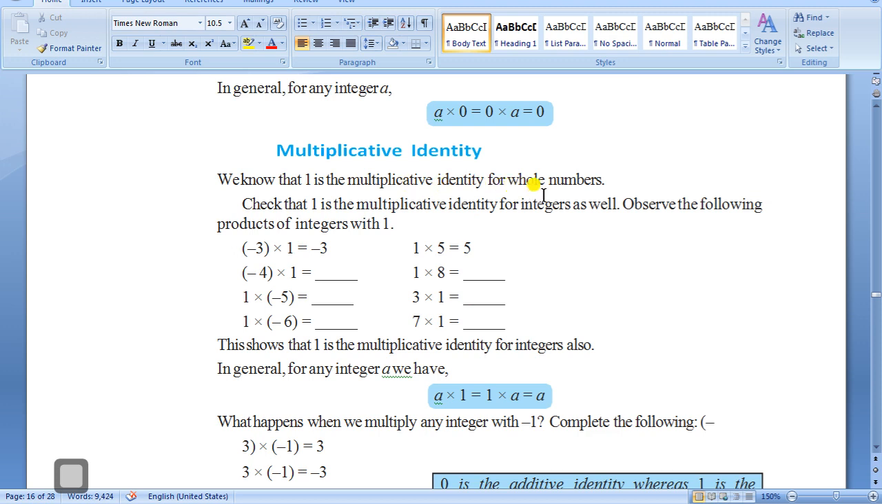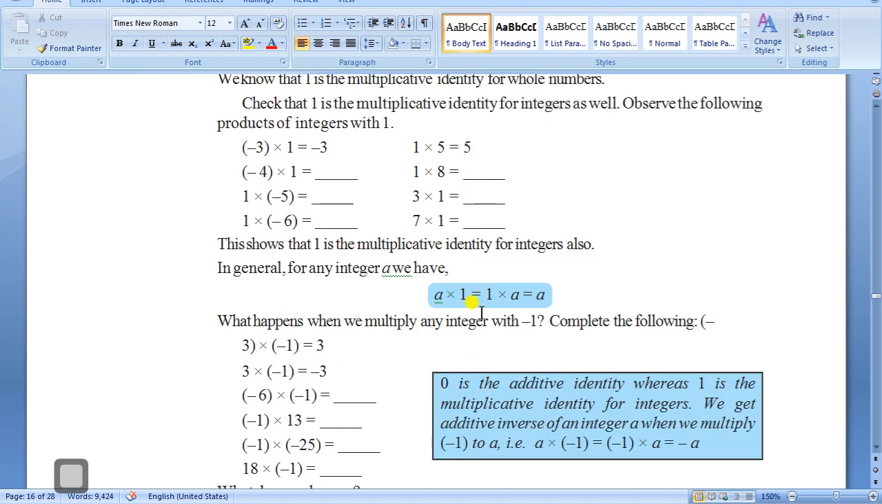We will find the multiplicative identity. We know that 1 is the multiplicative identity for whole numbers. Check that 1 is the multiplicative identity for integers as well. Observe the following products of integers with 1. Minus 3 into 1, minus 3. 1 into 5, 5. Minus 4 into 1, that is minus 4. 1 into 8 is 8. 3 into 1 is 3. 7 into 1 is 7. 1 into minus 5 is minus 5. 1 into minus 6 is minus 6. This shows that 1 is the multiplicative identity for integers also.